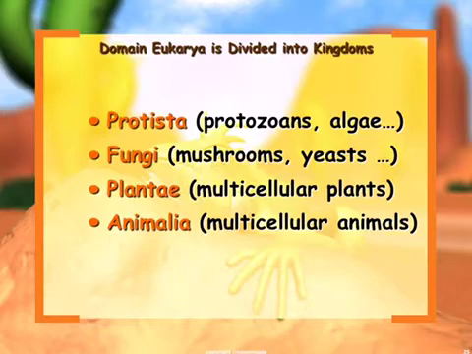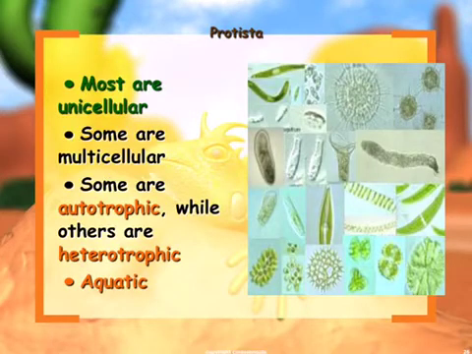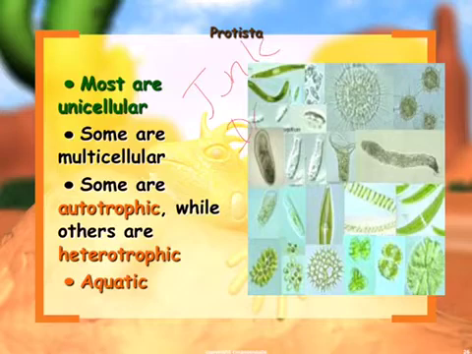Third domain is Eukarya. These guys here all have a nucleus. Wide-ranging domain here. You have Protista, fungi, plantae, and animalia. When you're studying for the quiz, make sure that you know the characteristics of each one of these groups. Like, for example, the protists, this is what they call the junk drawer kingdom, because this is where scientists put organisms where they have no idea where else to put them.